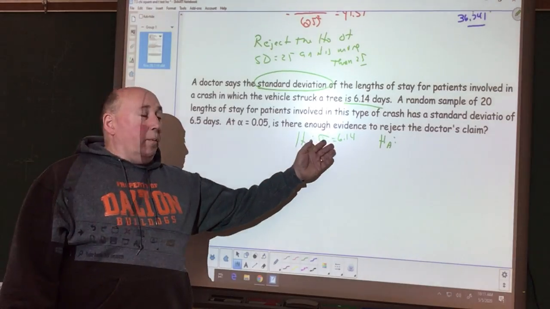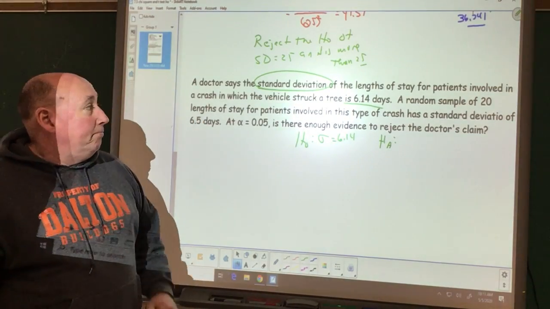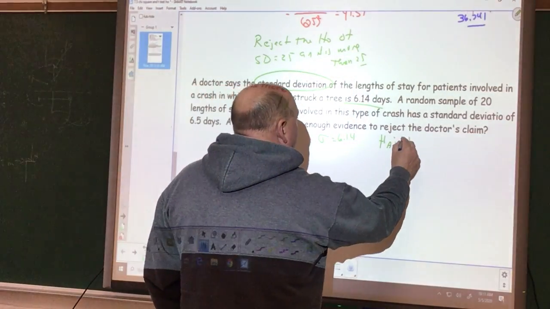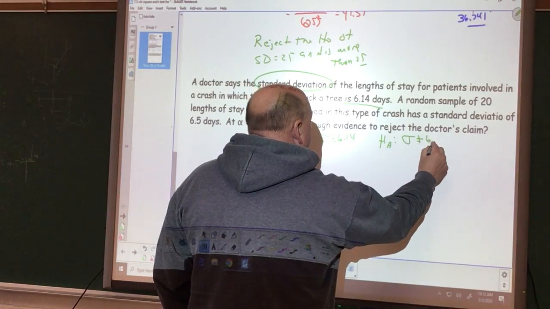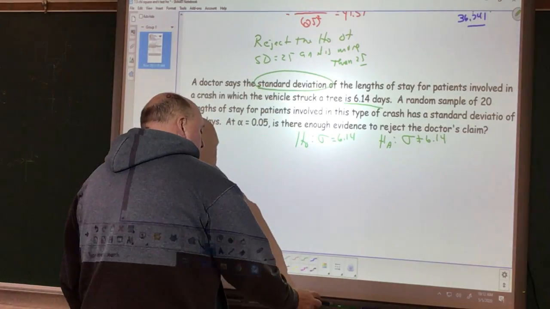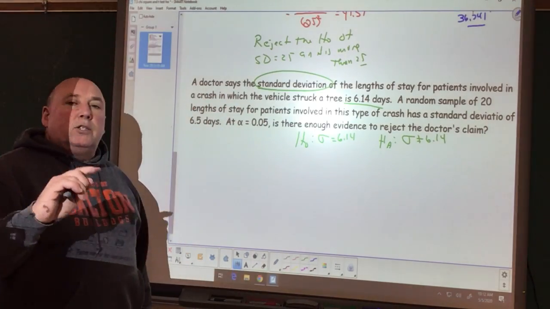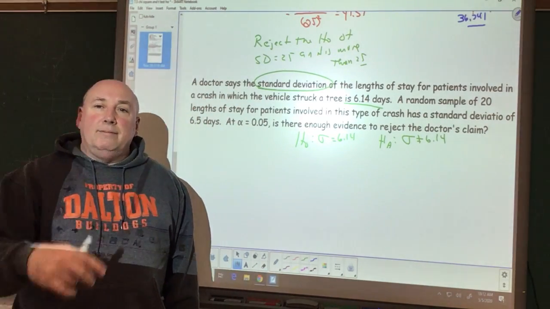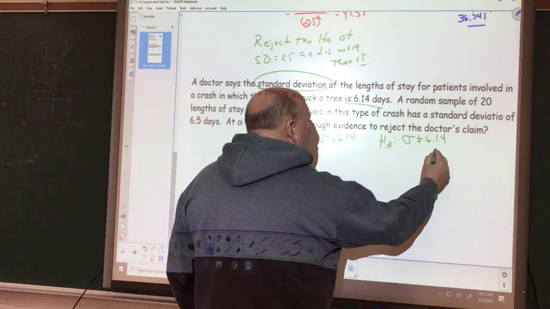Why did I put it with the null? Because equality always goes with the null. That means over here sigma is not going to equal 6.14 days. So if we take a look at this, do we have one tail or two tail? Right, two tail.